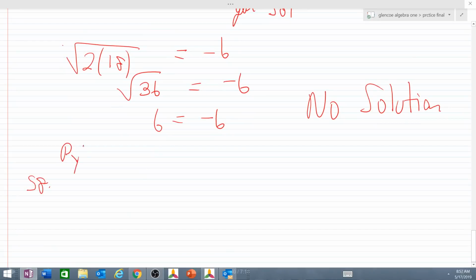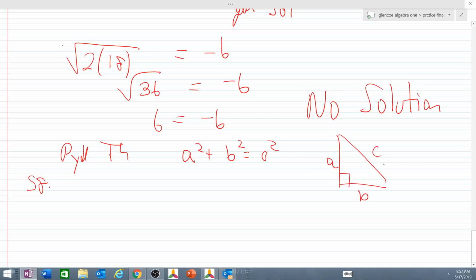Pythagorean theorem. Pythagorean theorem is a squared plus b squared equals c squared. It only works for a right triangle. The legs are a and b. C is the side opposite the right angle. 3 fun facts about side C. It's called the hypotenuse. It's the longest side, the slanted side, and the side opposite.